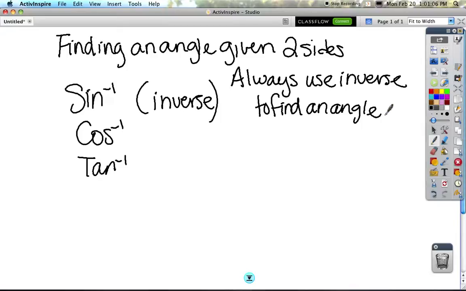Okay, so let's take the example down here at the bottom. We've got a side of 6 centimeters, a side of 8 centimeters, and they've labeled that our unknown angle. Okay, so the first thing that you need to do is you need to label these opposite, adjacent, or hypotenuse. Now, we're only labeling the ones that have numbers. Okay, we're not going to label the side that doesn't have a number.